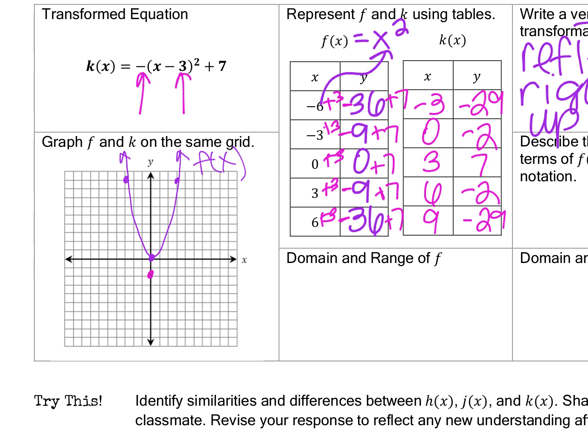3, 7, 6, negative 2, and then we can't graph the other one, so this is our K.